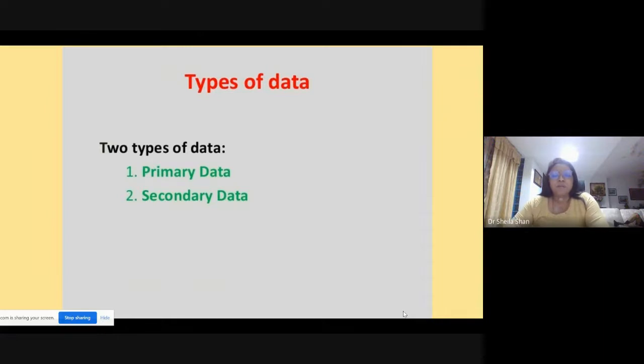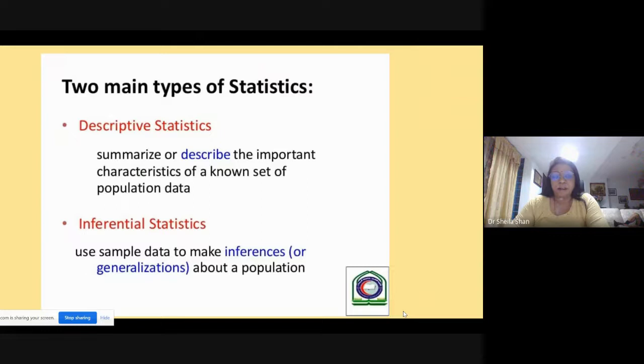So now we have types of data. This also I already covered last lesson. We have primary data and secondary data. And you will come across the terms descriptive statistics and inferential statistics. What is the difference between the two terms here?